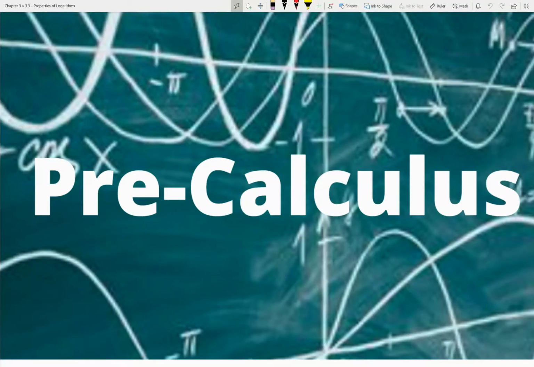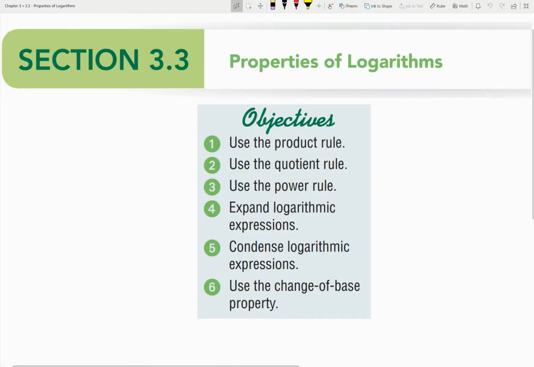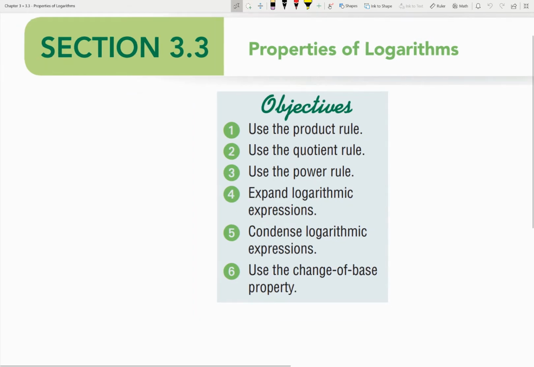Welcome to Online Precalculus. This is section 3.3, Properties of Logarithms. Our objectives for this section are to use the three basic properties of logarithms, the product rule, the quotient rule, and the power rule, and then use them to expand and condense logarithmic expressions. Then we'll finish up with the change of base property.